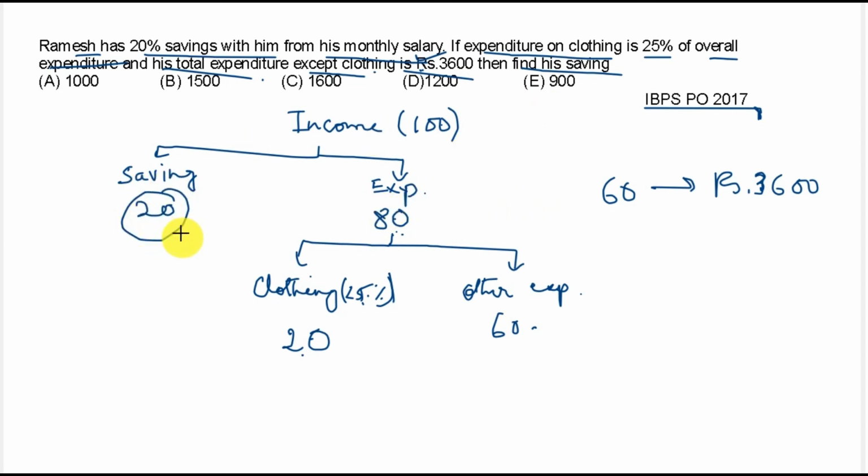Find his saving. And what is the saving amount here? 20. So we have to find the amount of what? 20. So 60 is equivalent with 3,600. So what is 20 equivalent with? 20 is equivalent with how much? 1,200, and D is the answer. Alright, what we have to do here? From 60 to 20, if you want to get 20 from 60, you divide it by 3. Okay, you divide 60 by 3, so you will get 20. So divide 3,600 by 3, so you will get 1,200 as the answer. And this is the answer for this question.